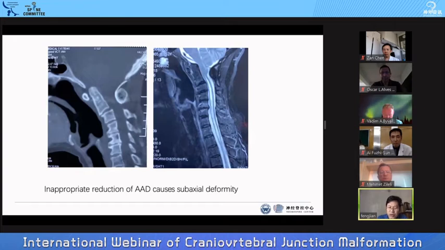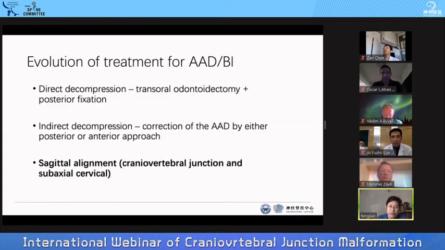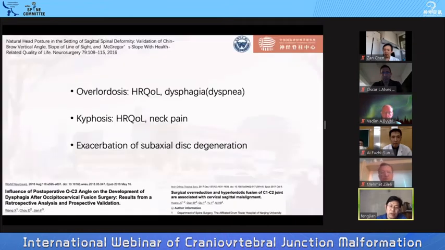So what's the reason? This is the question I'd like to focus on today: how to perform the sagittal alignment, both in the local region and the subaxial cervical spine. Because if we correct atlantoaxial dislocation in a lordotic position, the overlordosis of the cervical spine will cause damage to quality of life.